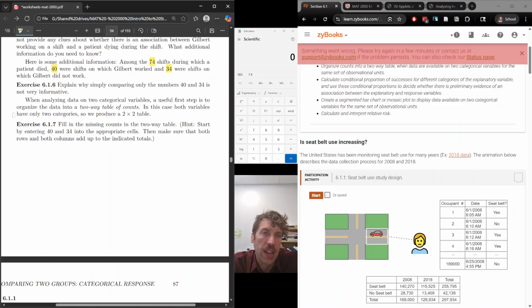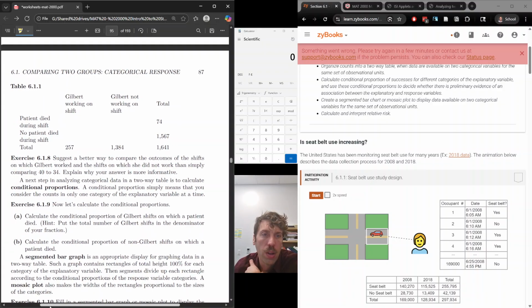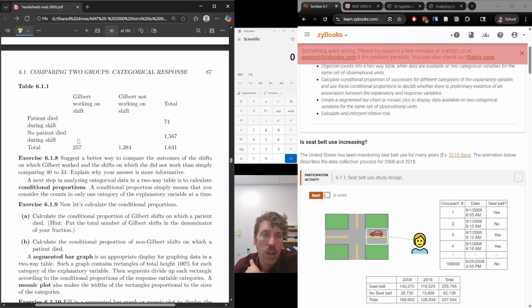Okay, so when analyzing data on two categorical variables, a useful first step is to organize the data into a two-way table of counts. In this case, both variables have only 2 categories, so we produce a 2x2 table. So fill in the missing counts in the two-way table below. You can put your 40 and your 34 here and here, and then use your calculator to fill in the rest.